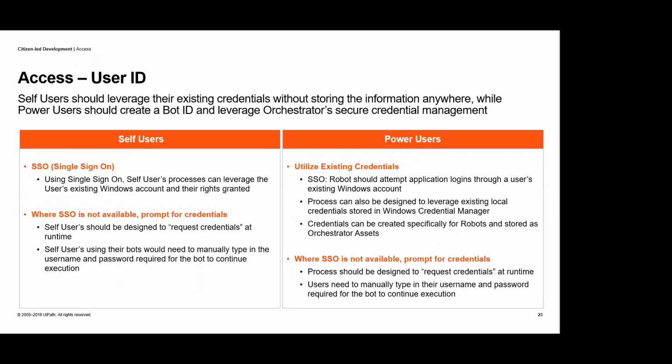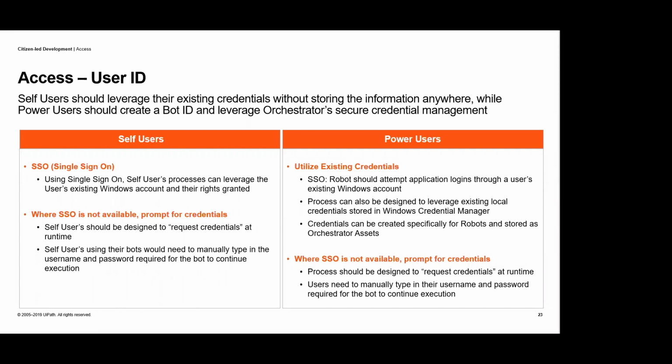So let's talk about access for a minute and the best practice there. The recommendation is, whenever possible, especially prior to 20.4, have the attended bot request credentials at runtime without needing to store the credentials. Use single sign-on. When credentials are needed, use the self-user's existing Windows account. And when that's not available, prompt for credentials at runtime. For power users, similarly, use the user's existing Windows account or design the process to pull from Windows Credential Manager if needed. A third option is to create credentials specifically for robots and store them as orchestrator assets or prompt at runtime.